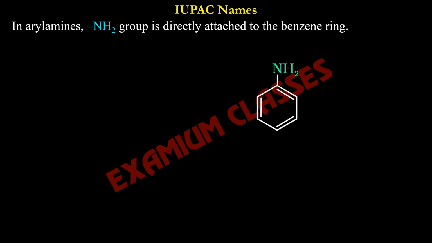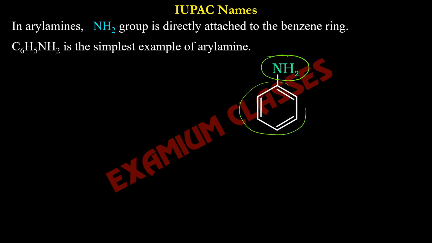In aryl amines, the NH2 group is directly attached to the benzene ring. So this is the benzene ring here, and on the benzene ring you have the amino group directly attached. This is the simplest form. This diagram is the simplest form of aryl amine: a benzene ring directly containing an NH2 group.